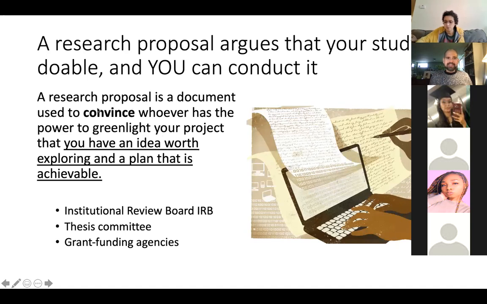All right. So the first thing is that a research proposal is a document that is used to convince whoever has the power to greenlight your project that you have an idea that is worth exploring and a plan that is achievable. That document is often submitted to an institutional review board, the IRB, which are the people who determine if what you're planning is ethical. It could be for a thesis committee once you're in grad school, or it could be submitted to grant funding agencies to get funding.